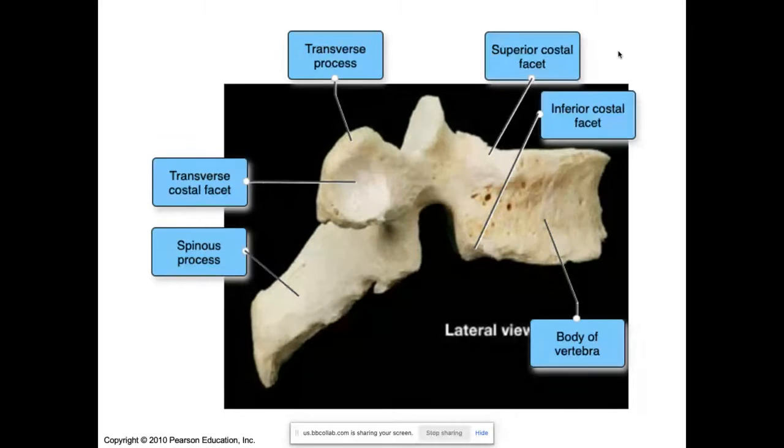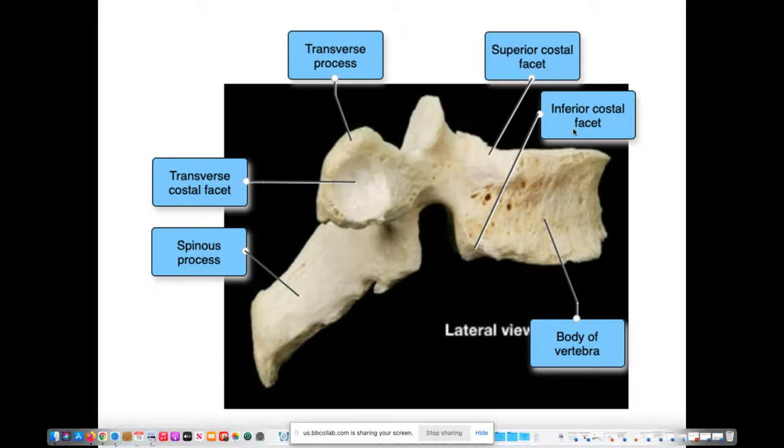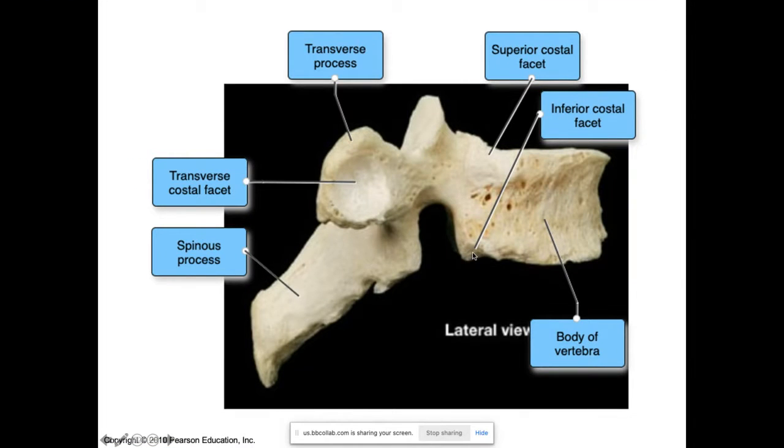Okay? So when it's on the top of the vertebral body, superior costal facet. When it's below the vertebral body, inferior costal facet. A facet is just a smooth surface. And then we have the transverse costal.